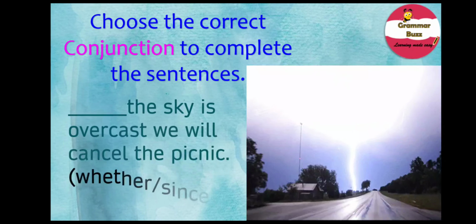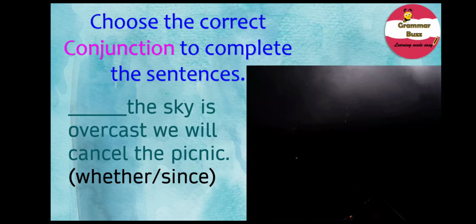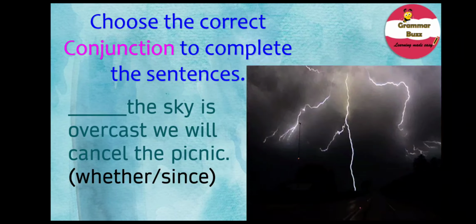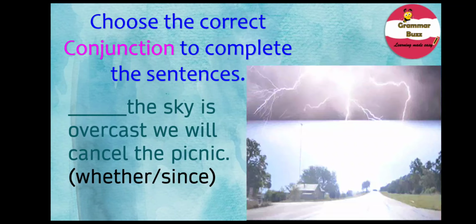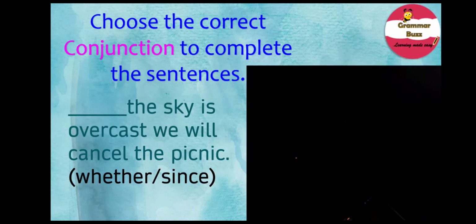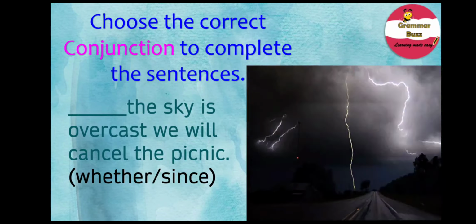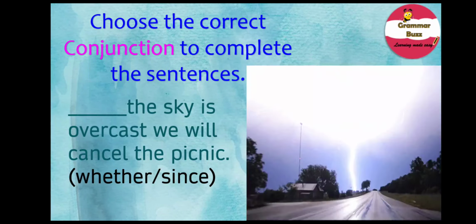The next one for you is, the sky is overcast, we will cancel the picnic. And your options are whether, since. Oh, what is the conjunction that we should use in this sentence? I'm so confused. Can you help me out? What is the subordinating conjunction here?